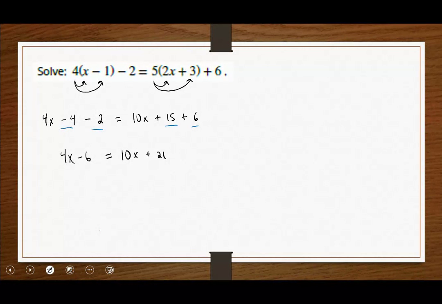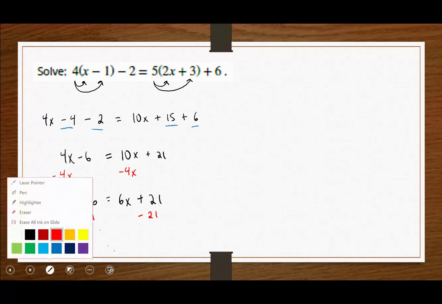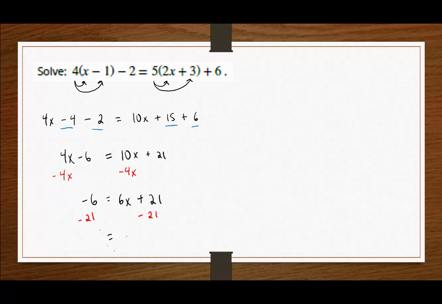So in this case, if I want to move my variables to the right-hand side of the equation, instead of working on 10x, I'm going to work on 4x here. So we want to do the opposite, which is to subtract. So minus 4x on each side leaves me with 0x minus 6. And on the right-hand side, we get 10 minus 4 is 6x plus 21. All right, so now we need to move that constant 21 to the left-hand side. We do that by subtraction here. So by subtracting each side, I end up with the expression 6x is equal to -27.